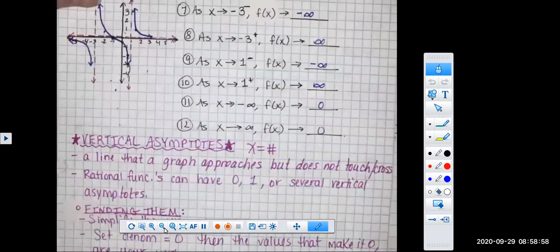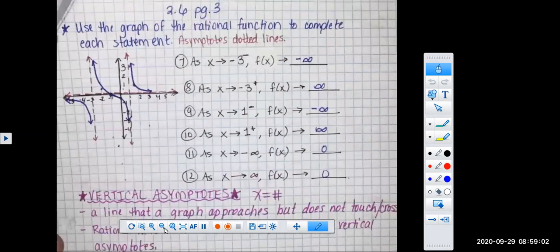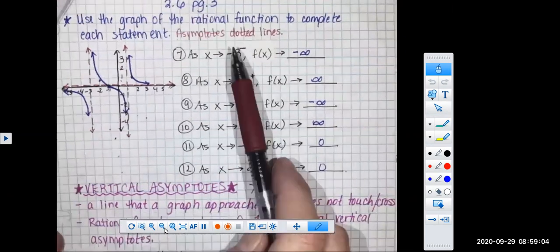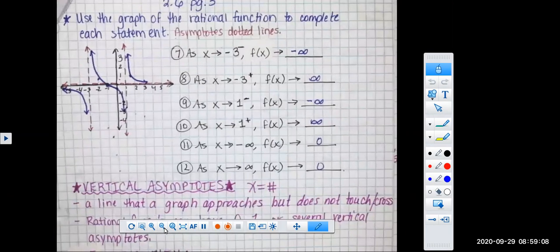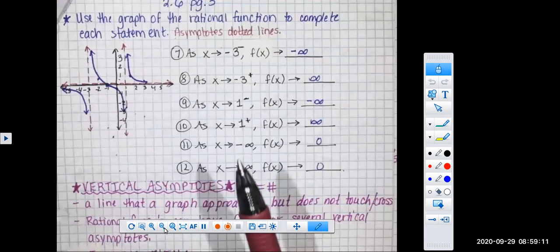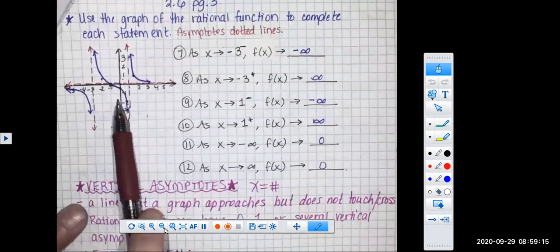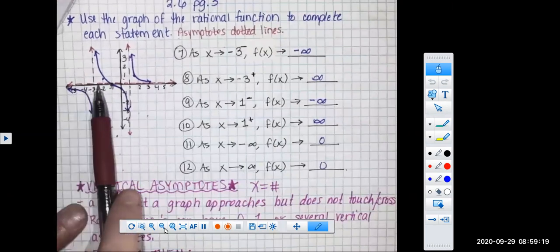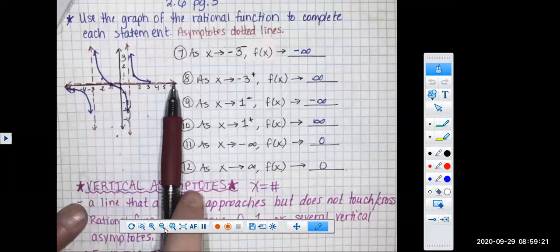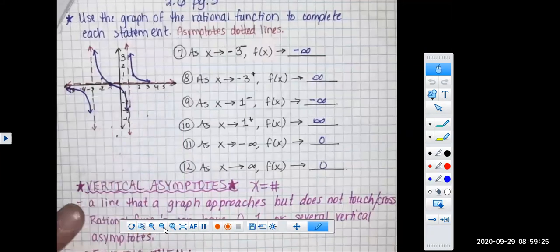So let's look at this graph that I have on page 3 in your notes. I'm trying to give you a good representation of things you will see. I put some of these on your review and your test, 2.6. We've got this graph in blue, and of course you've got asymptotes at the x-axis, or y equals 0, and an asymptote at x equals 1 and x equals -3.